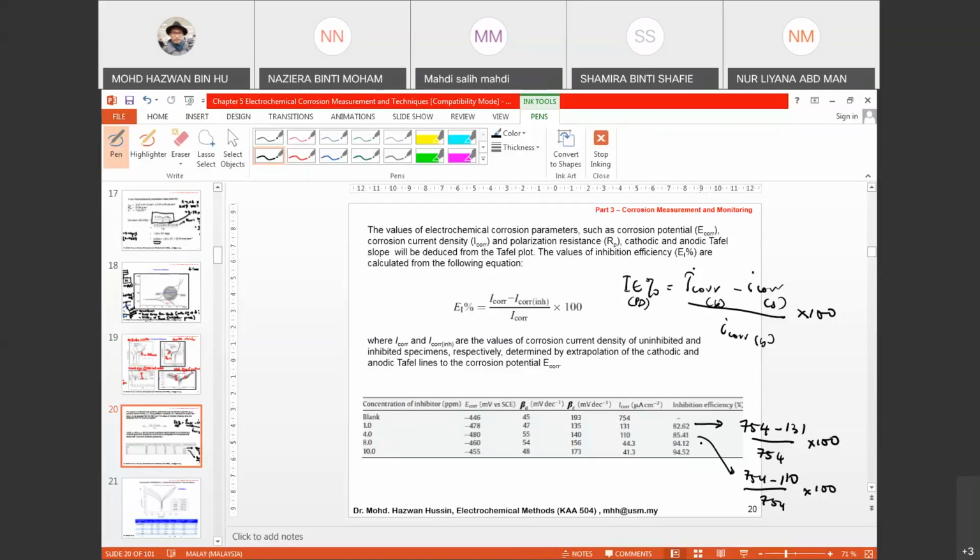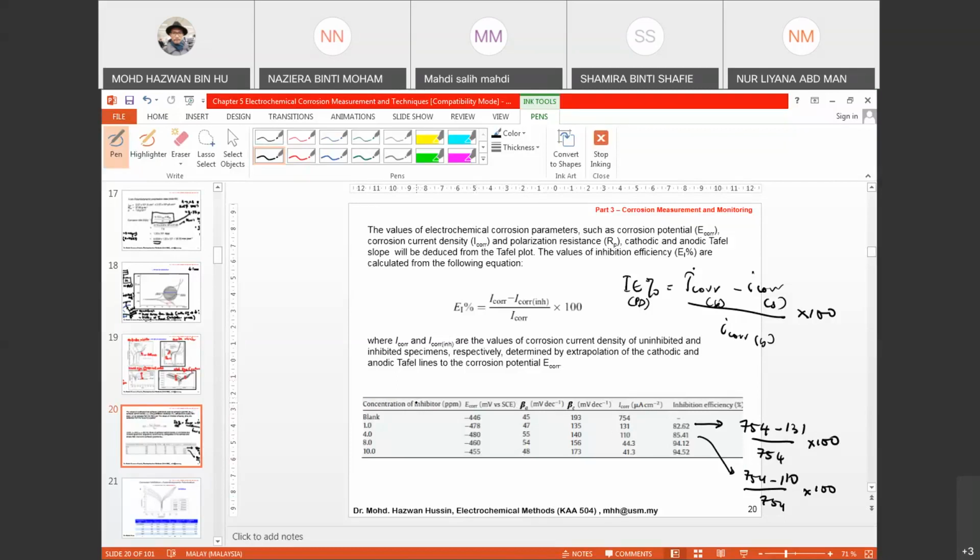You can answer. The plot is not provided over here, but can someone tell me what will be the mode of inhibition? Anyone knows? Cathodic, doctor. Sorry? It's a cathodic reduction. How do you actually know that it is a cathodic inhibition?